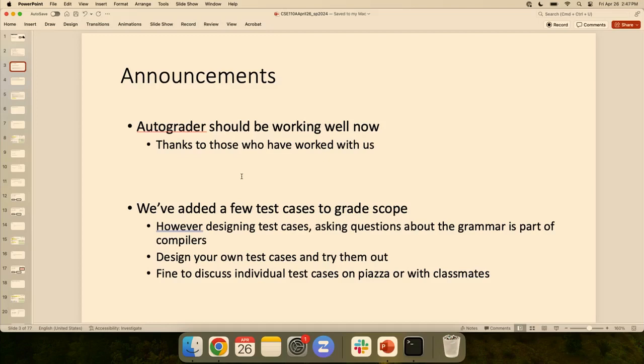Okay, and like I said, it's fine to discuss individual test cases on Piazza or with classmates. If you have a test and you say, I don't know if this works in the compiler or not, I think it's fine to post it. And sometimes the answer is pointing back to the PDF. Sometimes the answer is scratching the head a little bit. But this is all part of the process. So that's totally fine. What I would say is just don't share big repos of test cases with scripts that automatically run them, because I think part of the value is in thinking about the test cases and thinking about what happens with them.